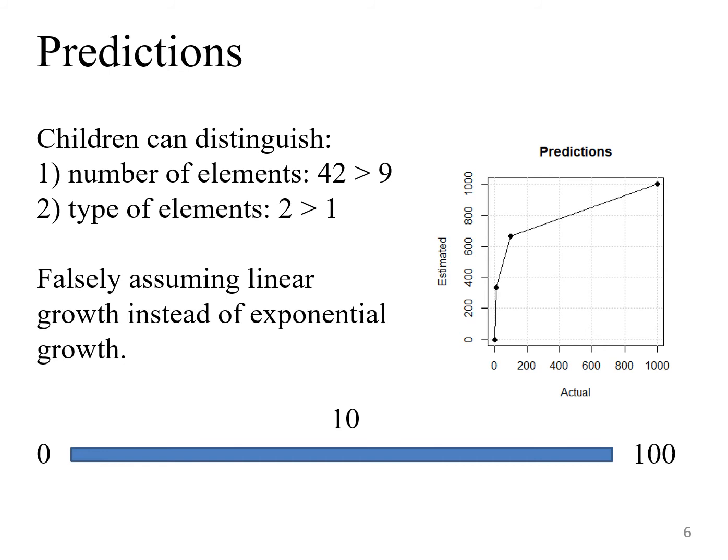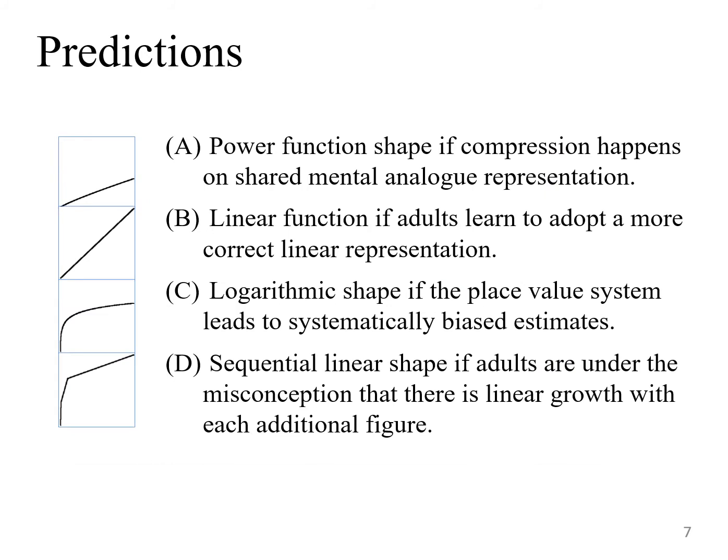To test this, we conducted an experiment with adult participants in which they had to make estimates on an unfamiliar place value system. Here is what we would expect, according to the theoretical approaches mentioned before. A. If non-symbolic and symbolic numbers are mapped to the same mental analog representation and compression happens on that level, we would expect estimates of symbolic numbers to be compressed like a power function.